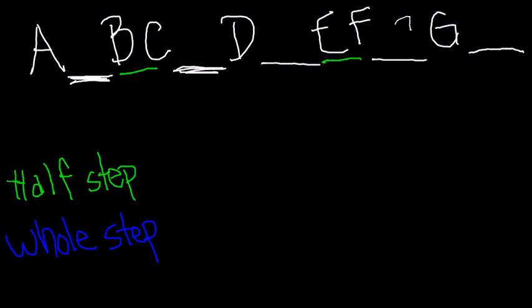We also talked about how A to B is going to be a whole step. So from here to here, we would consider that a whole step. And a whole step is where we skip over a note. Well, what are we skipping over? In order to answer that, we need a little bit more information. So what we're going to do now is discuss what that is.